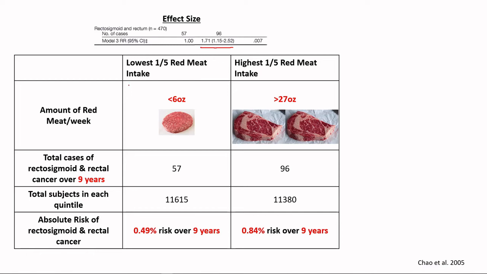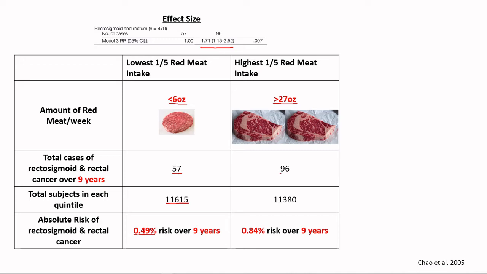The lowest quintile ate at most less than 6 ounces of red meat per week, which is approximately 1 hamburger. The highest quintile ate greater than 27 ounces of red meat per week, which is about 2 large ribeyes. In the second row of the graph, we see that there were 57 cases of rectosigmoid and rectal cancer in the lowest quintile. From table 1 of the study, I placed the denominator in the third row, which is 11,615. Therefore, dividing these, we can see that the absolute risk of rectosigmoid and rectal cancers was 0.49% over 9 years for the lowest quintile.